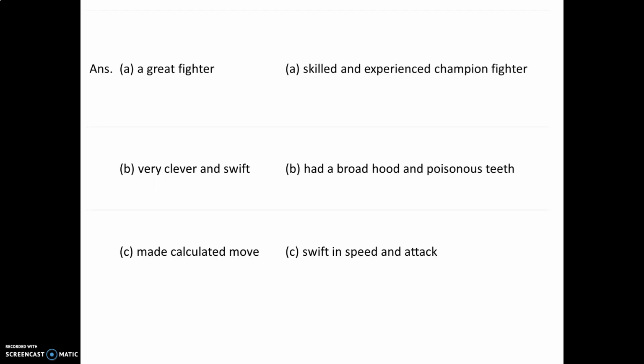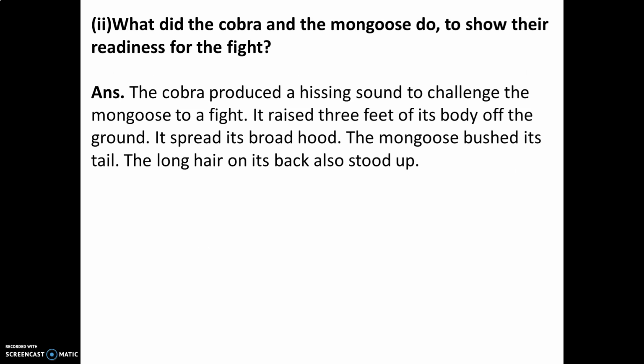Mongoose, a great fighter, very clever and swift, made calculated moves. Cobra, skilled and experienced champion fighter, had a broad hood and poisonous teeth, swift in speed and attack. Now, the second question: what did the cobra and the mongoose do to show their readiness for the fight? Cobra produced a hissing sound to challenge the mongoose to a fight.